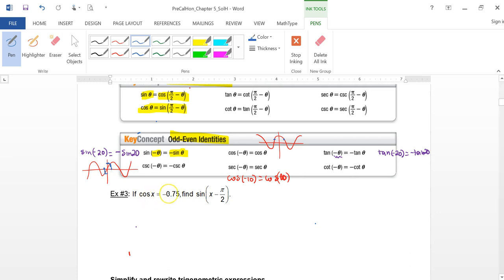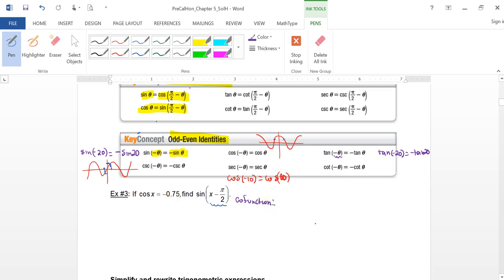So you have cosine of x equals this. You want to find this. Now, what does the actual identity say? If you see something minus pi over 2, that should remind you of the cofunction identity.